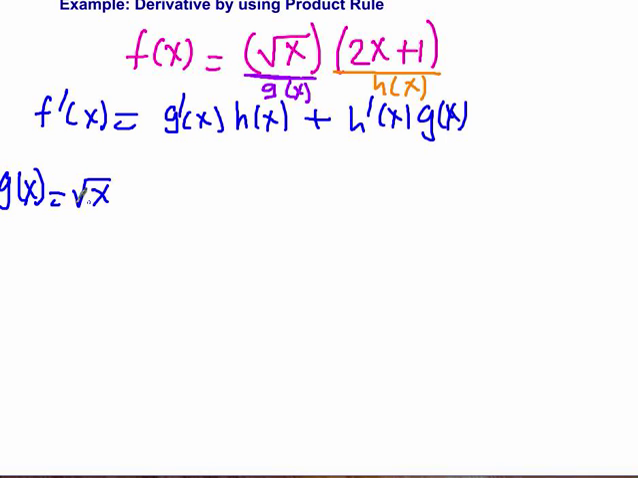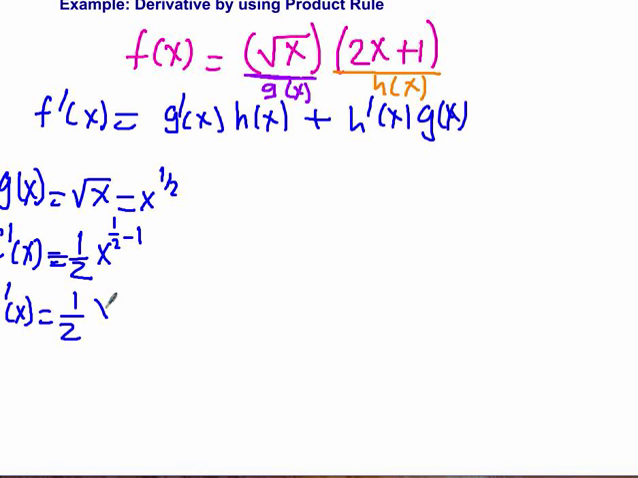Next step is we write down the function g of x, which is square root of x, and then we find the derivative of that. First thing we do, we write this as x to the power of 1/2 because they're equivalent, and then we find the derivative using the power rule, which is 1/2 x to the power of 1/2 minus 1. If I simplify this, g prime of x will be 1/2 x to the power of negative 1/2. 1/2 take away 1 is negative 1/2. And then simplifying further, it's going to be 1/2 times x to the power of negative 1/2.